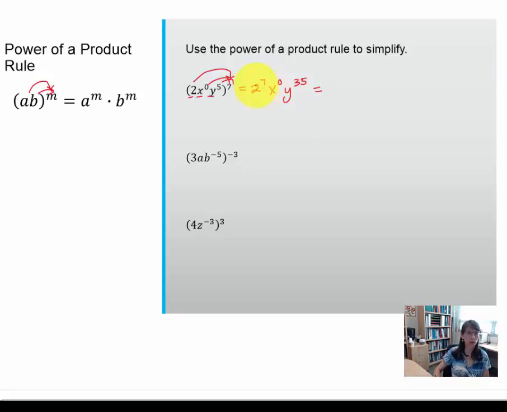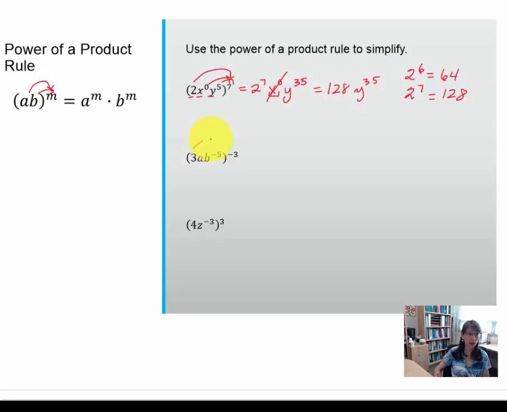Now we need to keep going because 2 is a numerical base. And since we just found out that 2 to the 6th is 64, 2 to the 7th would mean we have one more base of 2. So 64 times 2 would be 128. So 128, x to the 0 is worth 1, so that's eliminated, and we just have our base of y. So 128, y to the 35th.